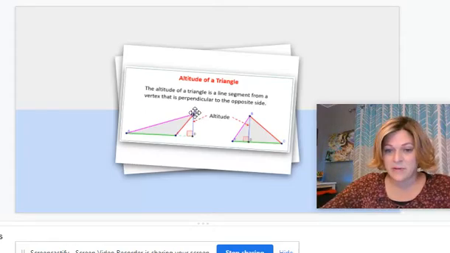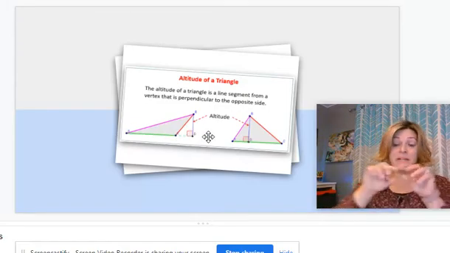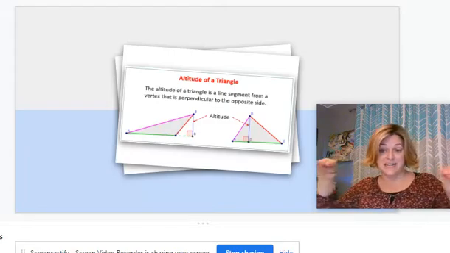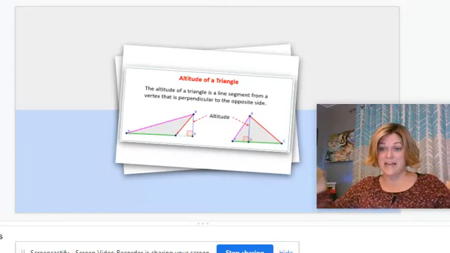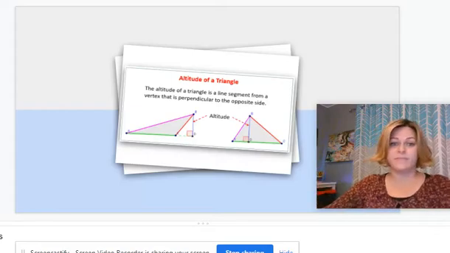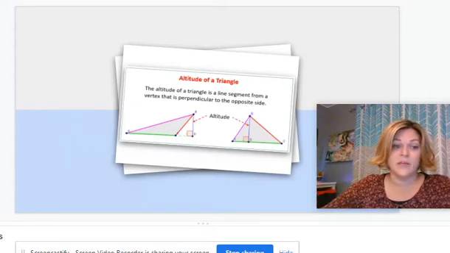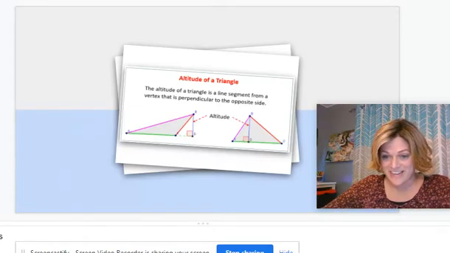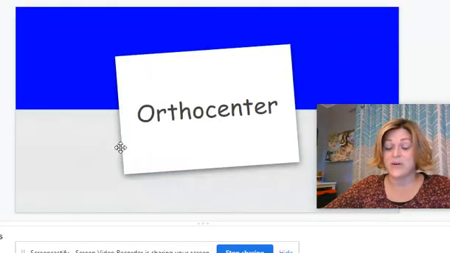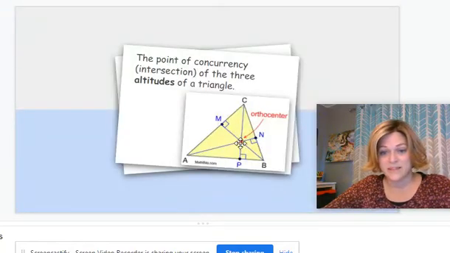But this point right here, if I went straight down, see how it's on the outside of the triangle? That's okay. You can just extend the side lengths. It's really tiny to see, but it doesn't have to be on the triangle. It could be an extension of that same line or side length. So that's the altitude. When you put all the altitudes together in a triangle, it creates the orthocenter, and this orthocenter is the point of concurrency of all the altitudes.